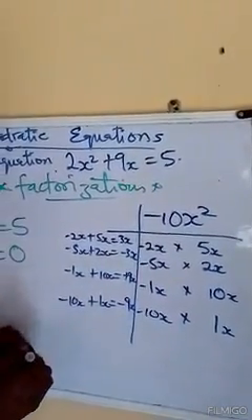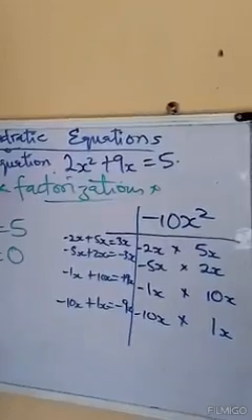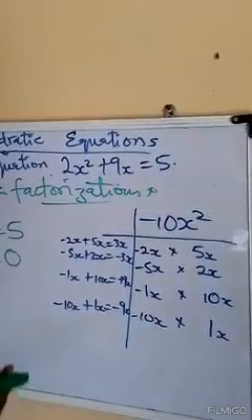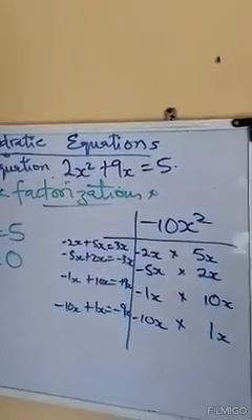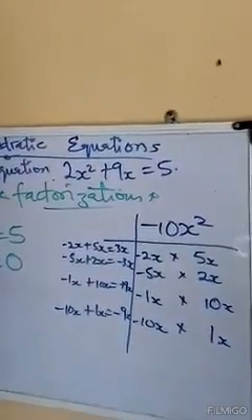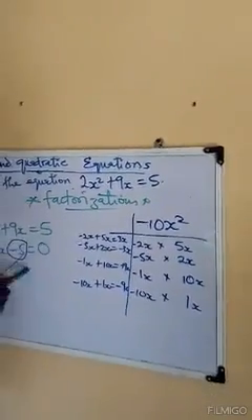Now I want you to watch. I've just done the factorization, and if you look at it very well, I want you to go back to the question. Look at the question. The question says 2x squared plus 9x equal to 5.